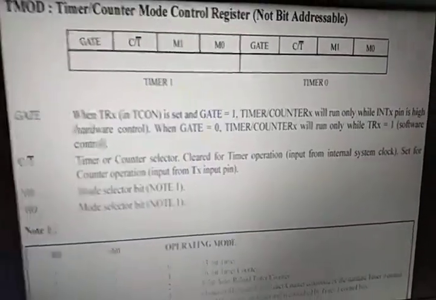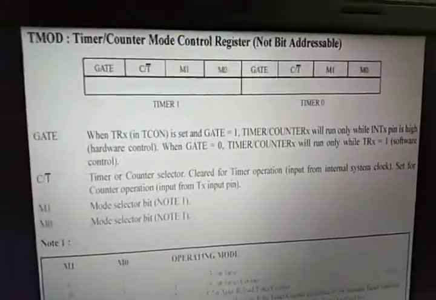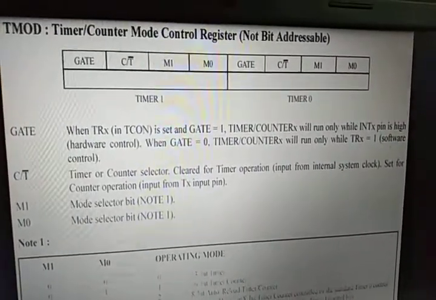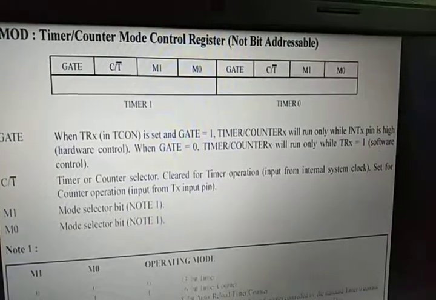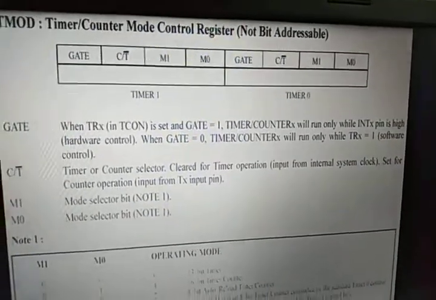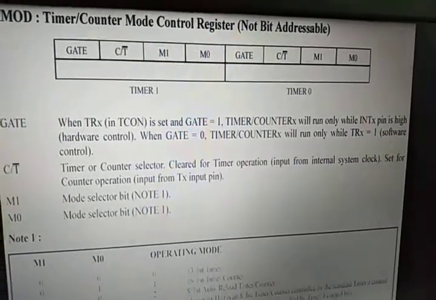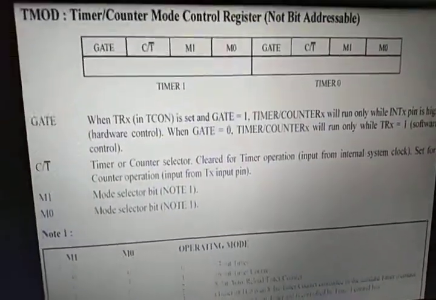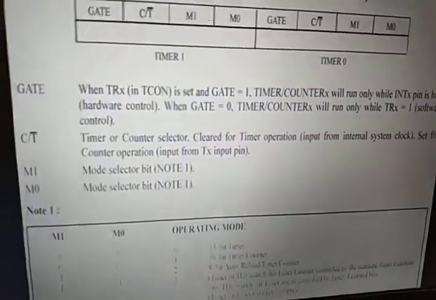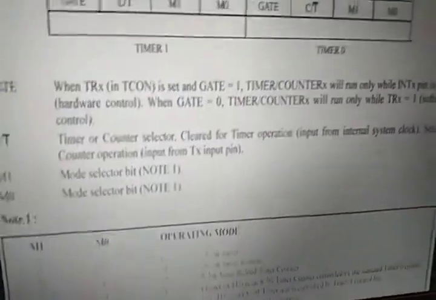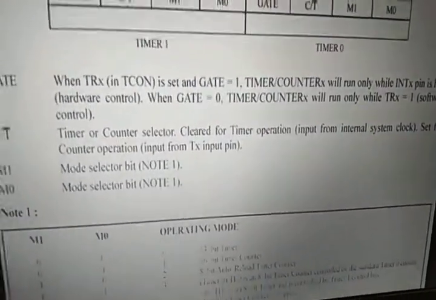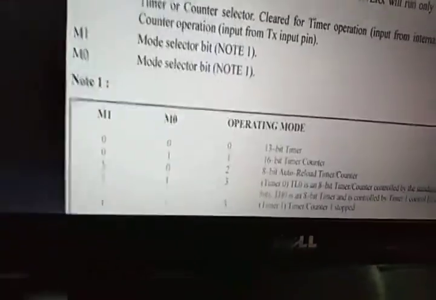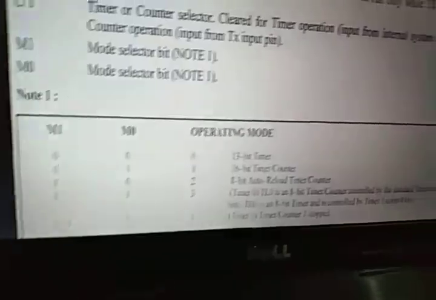Then the difference between counter and timer is, both are going to perform the counting operation only. If the counting is performed based on the internal signal, it will be called a timer, and if the counting is performed by an external clock pulse, then it will be called a counter. So coming to the modes of operation, each timer can be individually programmed. So there are 4 modes of operation based on M0 and M1.